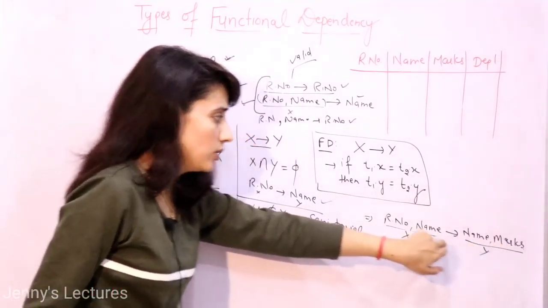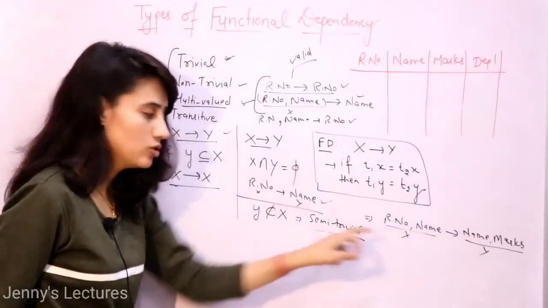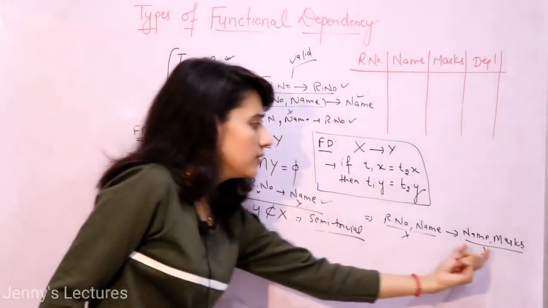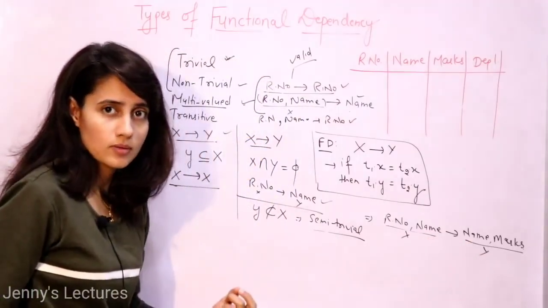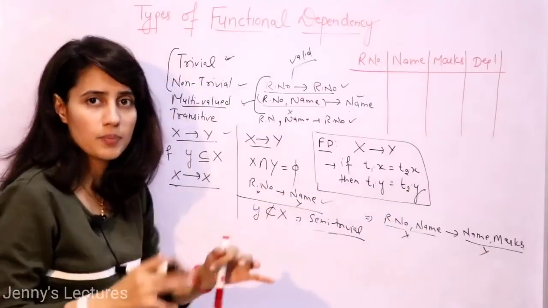But these two are not members of X. Only name is there in X. So this is not a subset of X. But X intersection Y is not phi, because here we have name common, right? So in this case you can say this is a semi-trivial functional dependency.